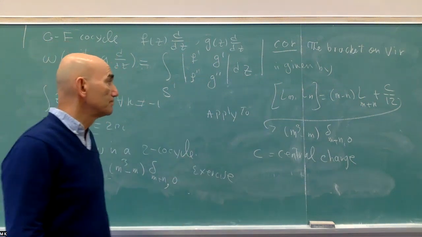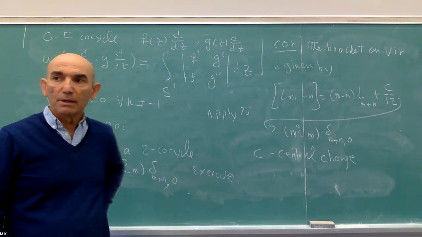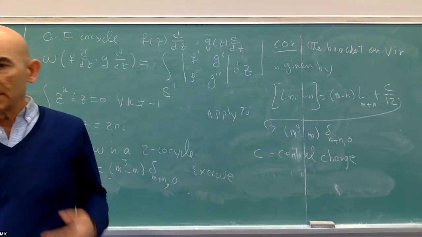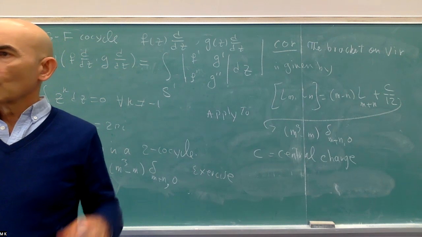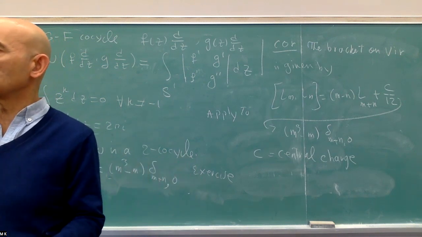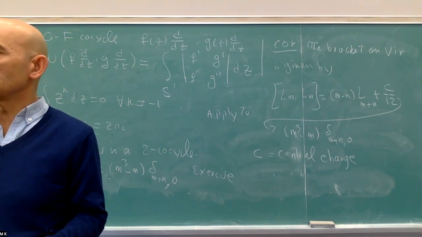This is the definition of the bracket on the Virasoro algebra. So the Virasoro algebra is a central extension of the Witt algebra. That's it. And we know that up to normal scale, there is a unique central extension, at least.